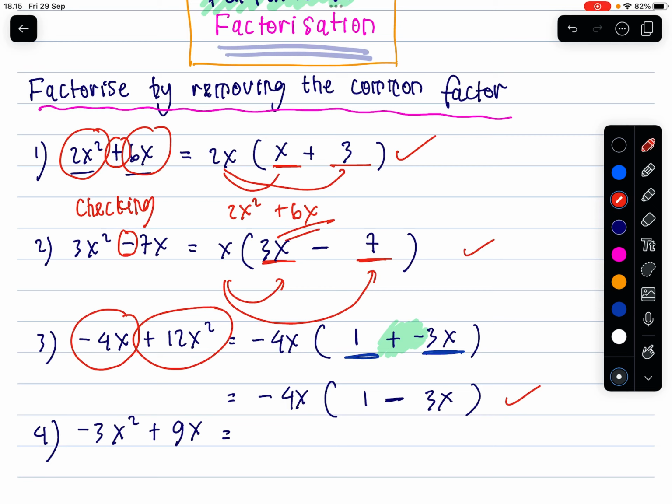Hope you guys are not confused, yeah? So to check whether you're confused or not, we can do number 4. Hopefully number 4 will help us understand more of this type of question. So negative 3x squared plus 9x. What are the commons? The common is negative 3x. I'm going to put it there, and put a plus because the question is a plus.